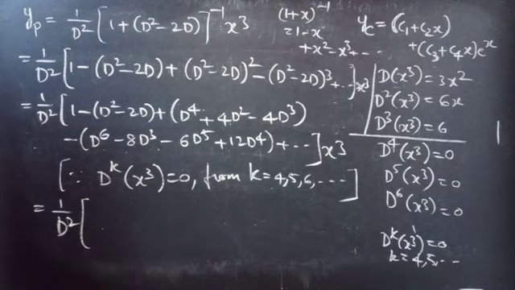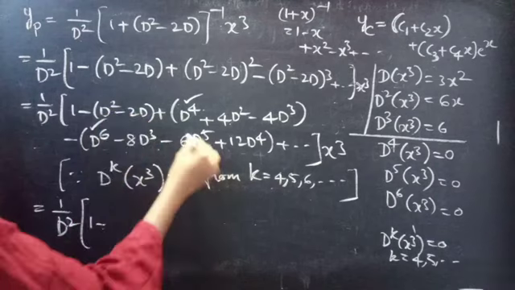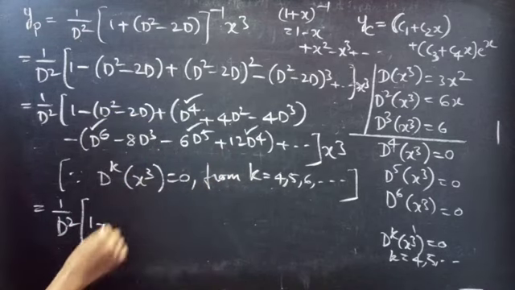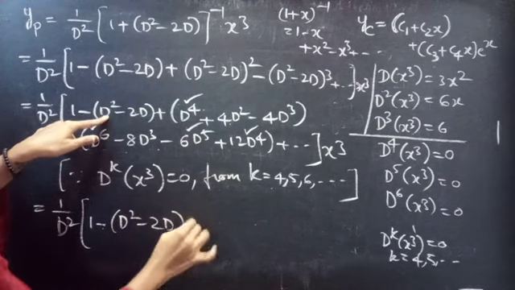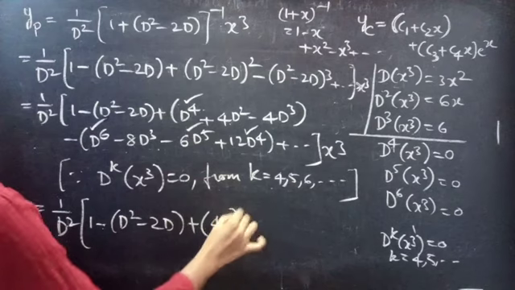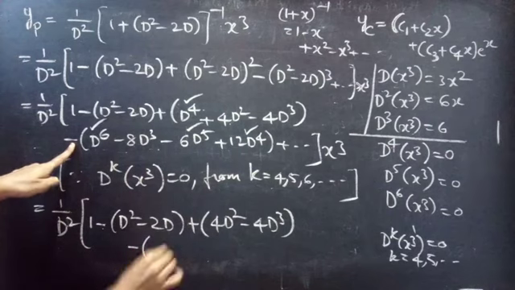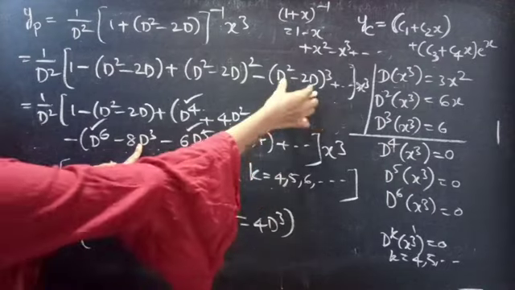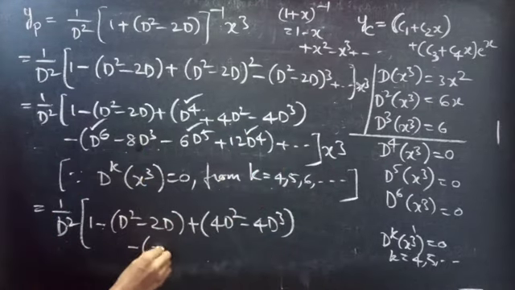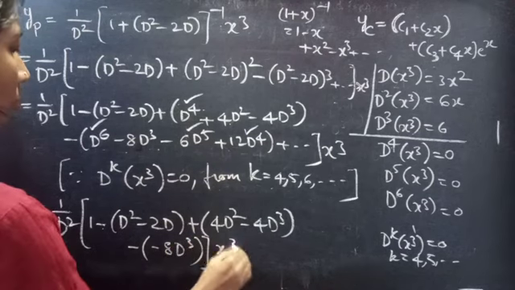This is d². 1 by d² into 1 minus. So what are the terms to be removed? d⁴, d⁶, d⁵ and d⁴. Then we'll get 1 minus of (d² − 2d) plus 4d² − 4d³ minus of only one term from (d² − 2d)³, minus 8d³, right, into x³.